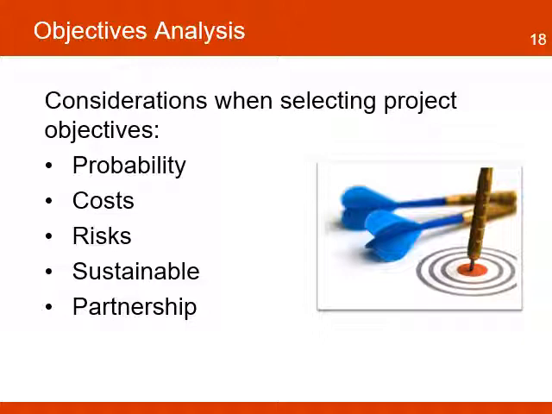At this moment, the design team should consider the following factors when selecting a project objective: the probability that the project will be successful, the cost of the project, project risk, the sustainability of the intervention after the project has ended, and the partners that are required to implement the project.